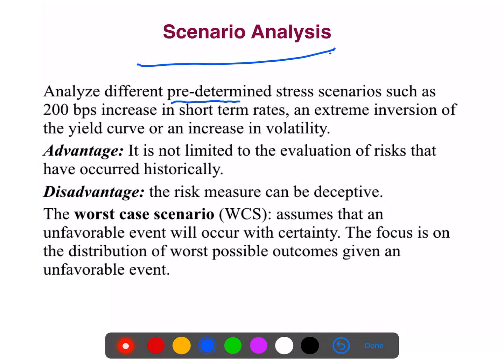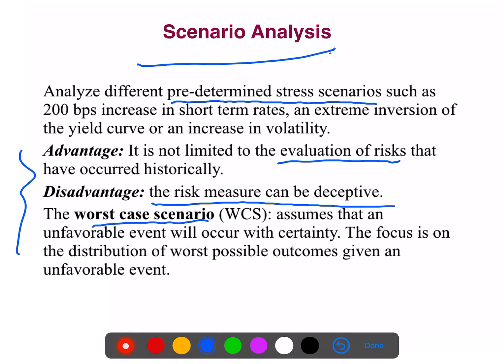Analyze different predetermined stress scenarios, and it has some advantages. It is not limited to evaluation of risks. The disadvantage is that the risk measure can be deceptive, and you try to use the worst case scenario. Assume that an unfavorable event will occur with certainty. The focus is on the distribution of worst possible outcomes given an unfavorable event.